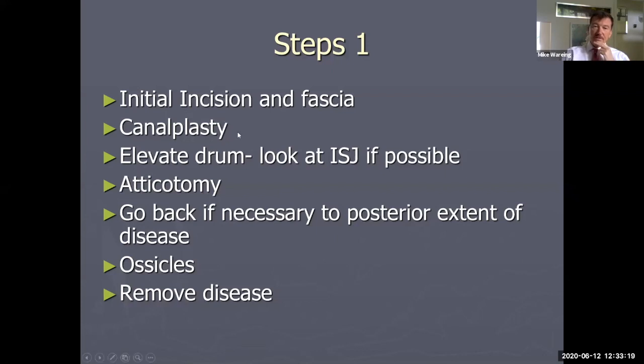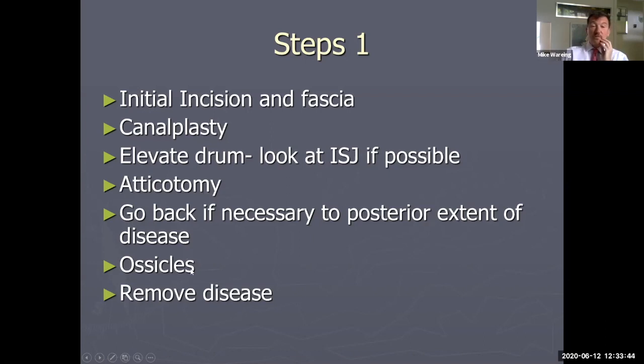A canalplasty, so enlarging the bony canal, certainly helps to get a good view. And then you tend to elevate the drum. We mentioned looking at the ISJ to see if it's intact or not. And then basically you start drilling by removing some of the attic and then gradually going backwards and backwards to the posterior extent of the disease.